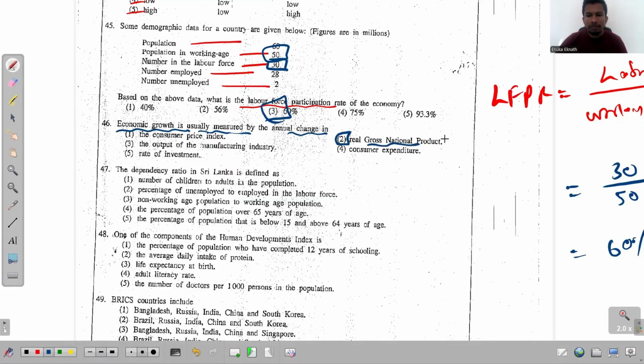Now, if you come to this, you have it here. Real gross national product, GNP. By calculating real GNP, you can evaluate the economic growth. එතකොට මේ අනිත් ඒවා කතා කරලා තේරුමක් නැහැ. මොකද කිසිම meaning එකක් නැති නිසා.